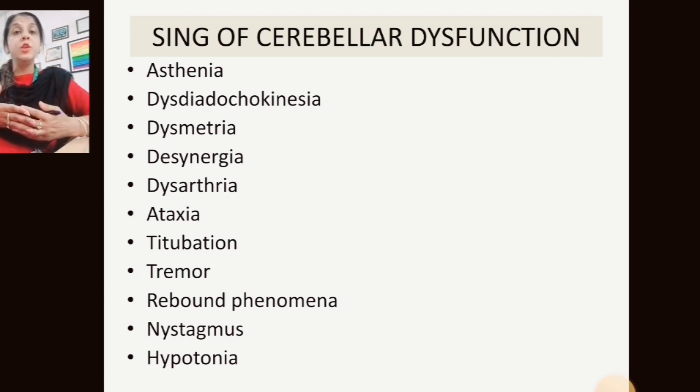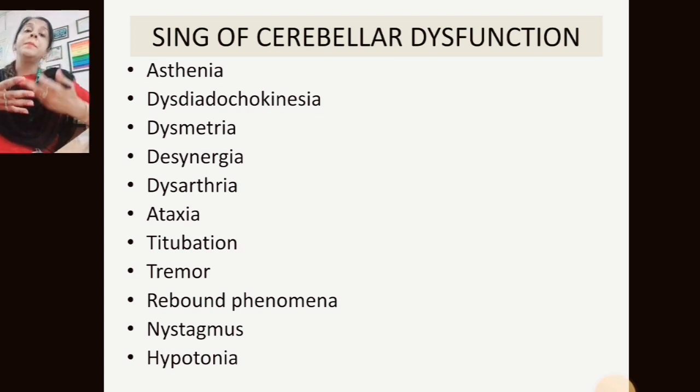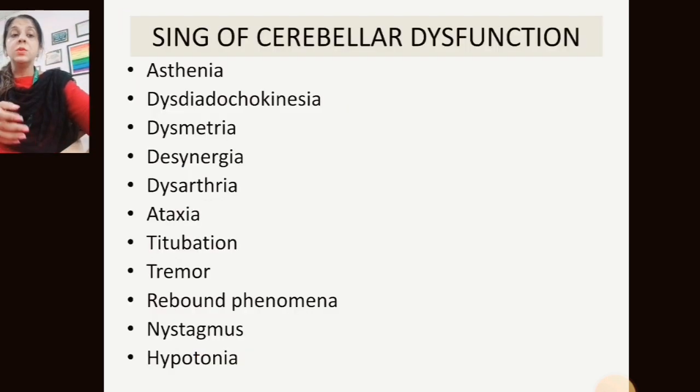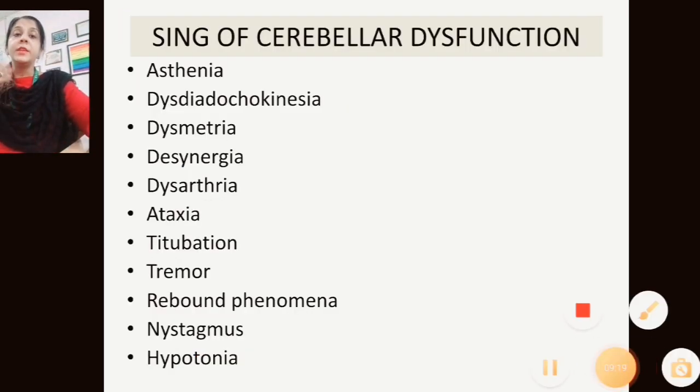In our next video we will discuss how to assess the pathology that I have discussed, maybe asthenia, maybe dysmetria, maybe rebound phenomena, maybe incoordination. These are the symptoms or signs of cerebellum pathology. In the next video we will discuss how to assess that pathology, and accordingly we prepare a protocol for treating it. So in this video we discussed the signs and functions of the cerebellum. That is all for today. In the next video we'll discuss how to assess.